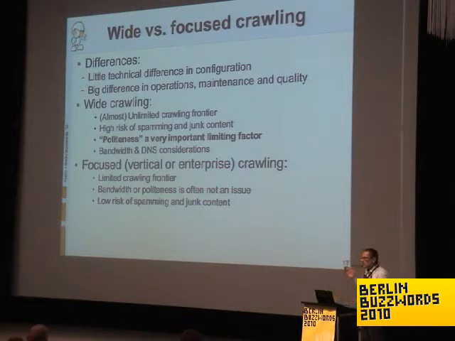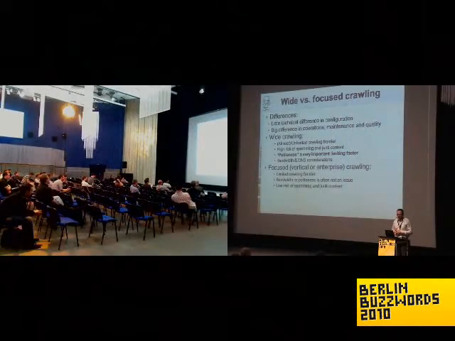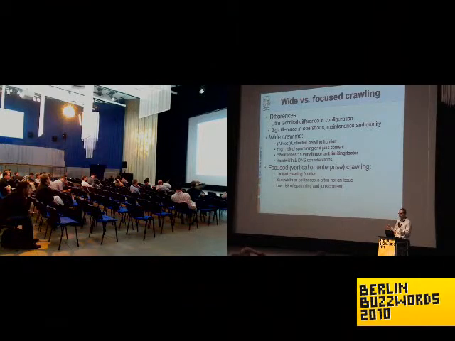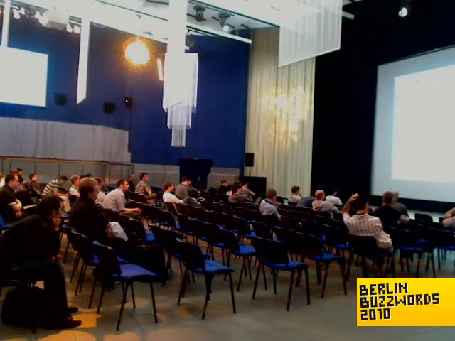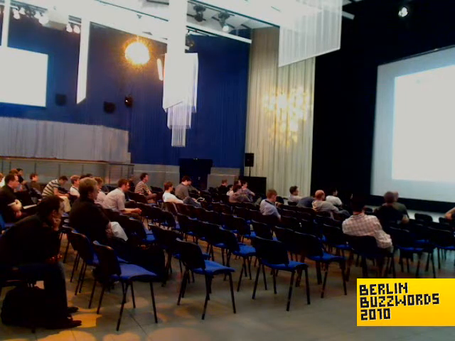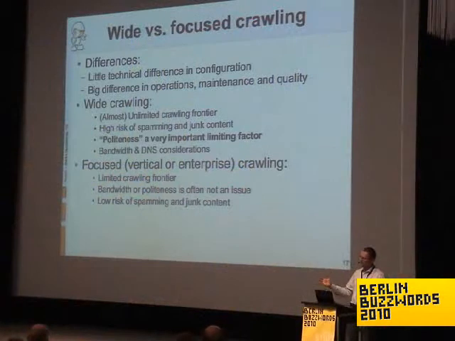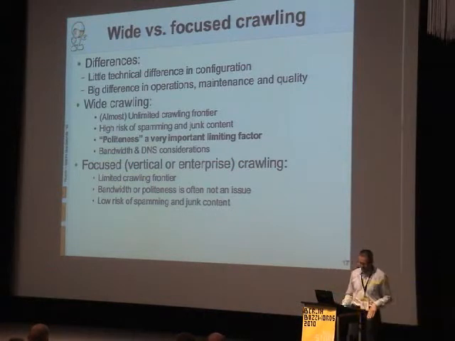On the other hand, if you are into focused crawling, like you are trying to build a vertical search engine, then you have a limited crawling frontier. Most of the time, you know exactly what you want to discard and what you want to focus on. And very often, bandwidth or politeness is not an issue. If you're crawling your own server that sits in the basement, then who cares? As long as you're not affecting the other services that are on the same server. There is a low risk of spamming or junk content. We assume that if it happens within the organization, within an enterprise, then we have very little junk content, at least according to managers.